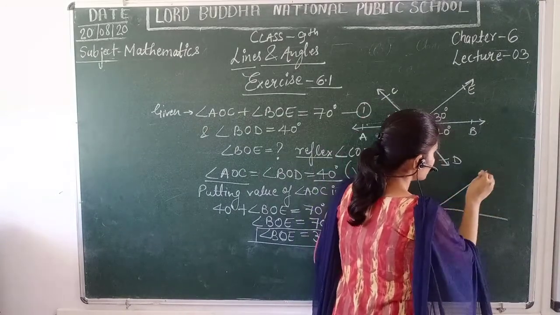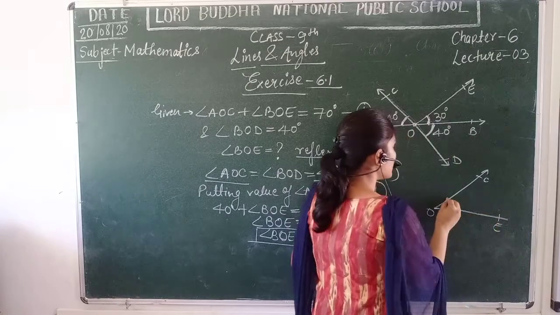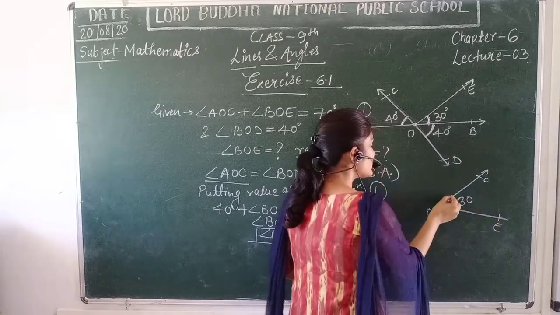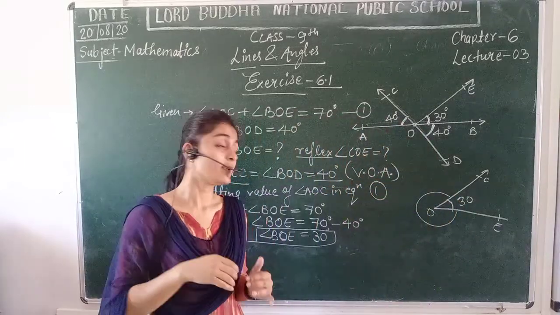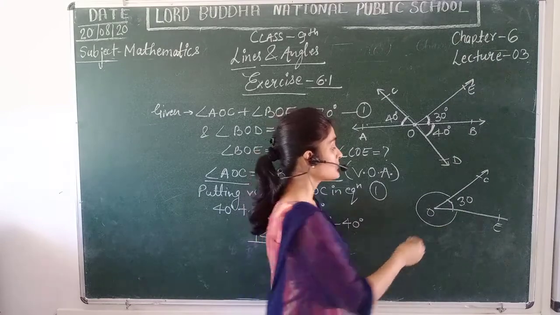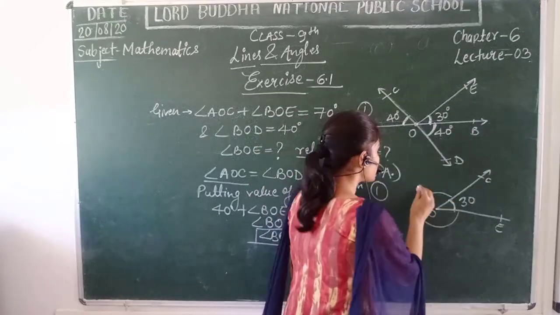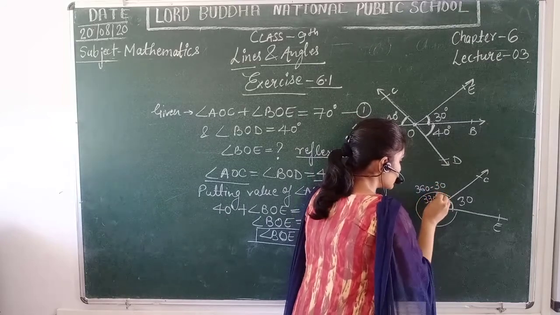For example, this is an angle, let us name it COE. If this angle is of 30 degrees, then the remaining part of the 360 or complete angle is called reflex angle COE. That means if it is 30 degrees, then you will write reflex COE equals 360 minus 30 degrees, that is 330 degrees.